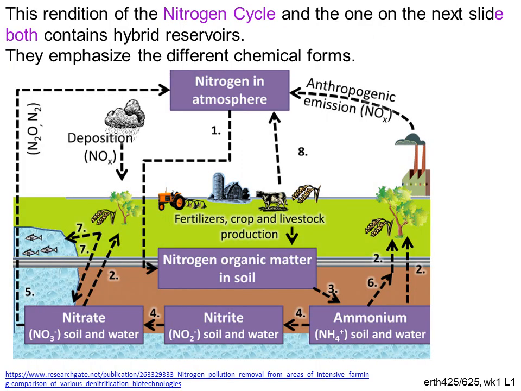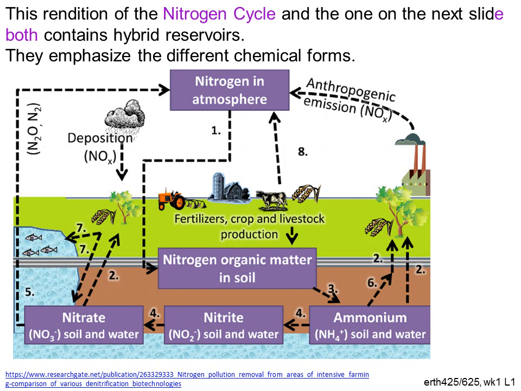Now, this is a rendition of the nitrogen cycle, very similar to that first carbon cycle picture I showed you, with various arrows showing you how nitrogen moves between the atmosphere, dissolved in water, nitrogen in soils, and nitrogen in the biosphere, as well as anthropogenic impacts on emissions.